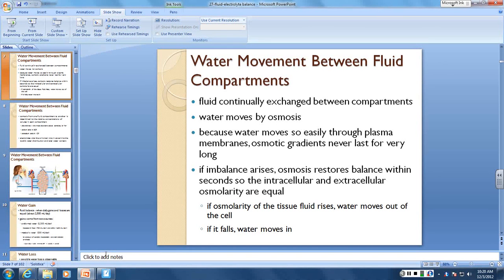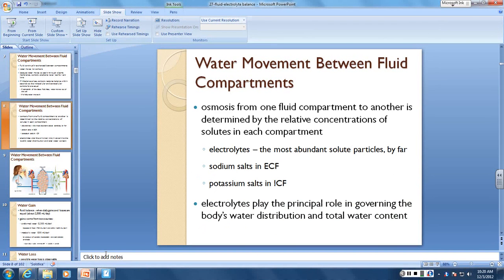That also has to do with tonicity. Remember hypertonic? If you put a cell in a hypertonic environment, fluid will leave the cell. It's all the same thing. Okay? So if tissue fluid osmolarity falls, water will move into the cells. Osmosis from one fluid compartment to another is determined by the relative concentration of solutes in each compartment. So you all remember what solutes are. They're the component dissolved in solvent.